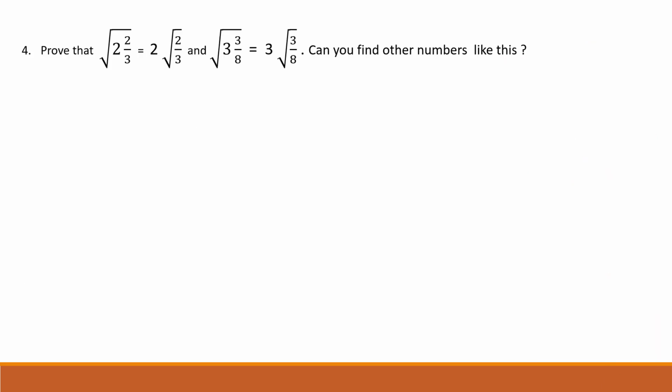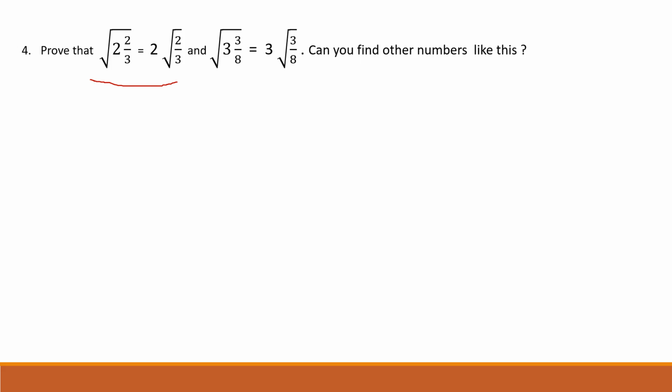Let's do one more problem. Prove that square root of 2 by 3 equal to 2 square root of 2 by 3 and square root of 3 by 8 equal to 3 times square root of 3 by 8. Can you find other numbers like this? Carefully look at the question. You can see a relationship between the LHS and RHS. In the first case, you can see square root of 2 by 3. Here 2 is written outside and the remaining is written inside. And we have to prove this. So how will you prove?